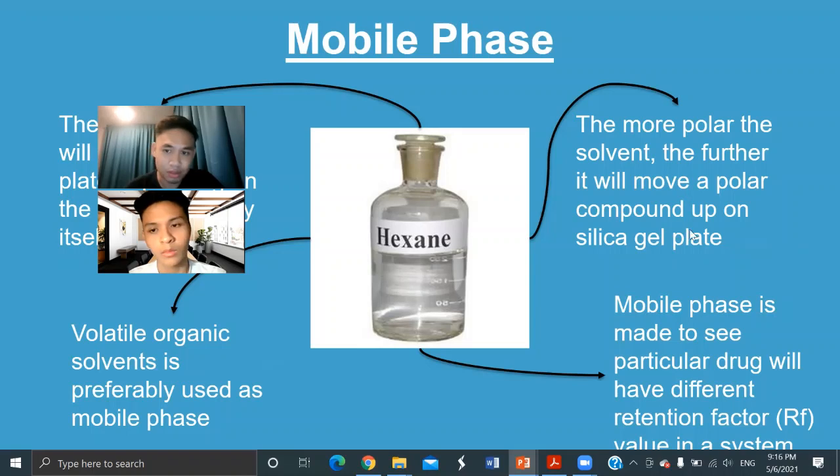The silica gel plate is the TLC plate. This is the stationary phase. The stationary phase and mobile phase are different. The mobile phase is liquid, hexane for example. The mobile phase is used to see that a particular drug will have a different retention factor value in a system. The retention factor is a formula, meaning the distance the solvent travels and the distance the compound travels on the TLC plate.